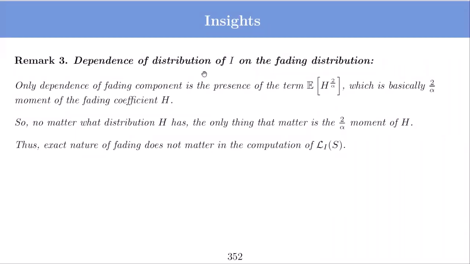Now, one thing we also notice is that the dependence on the distribution of fading only depends on this moment. Right? So if you look at the Laplace transform expression, you only have this term. So if two fading distributions have the same 2 by alpha moment of h, then they will have the same interference, right? Even if their distribution is different. Okay, so the exact nature of fading does not matter in the computation of the Laplace transform. This moment actually matters.